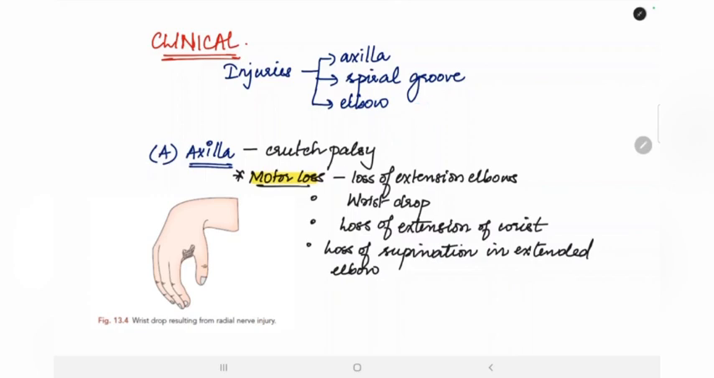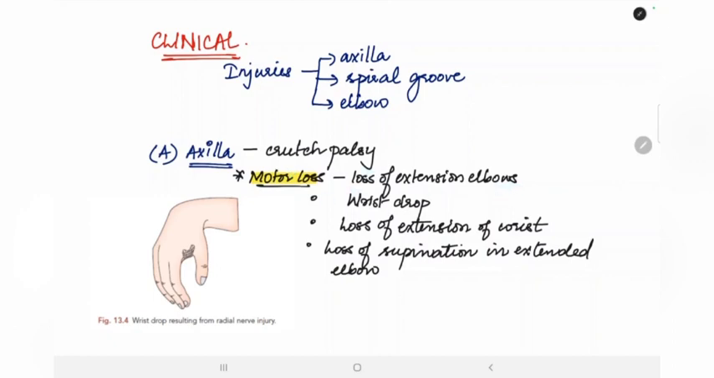Any injury in the axilla is mainly caused by crutch palsy. So what is crutch palsy? In the axilla, the radial nerve can be injured by excess pressure of the upper end of the crutch. So this is known as crutch palsy. There can be motor loss and sensory loss. First, let's talk about the motor loss. We know that from the axilla, the radial nerve gives off a lot of branches which supply a lot of muscles. So if there is a paralysis of triceps, which will definitely happen, because of it there can be loss of extension of the elbow.